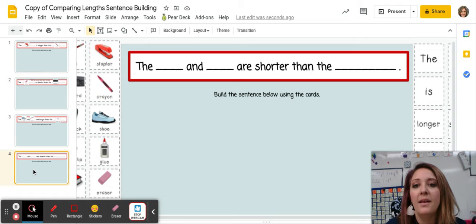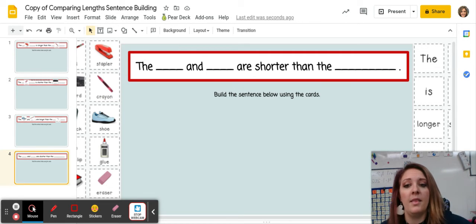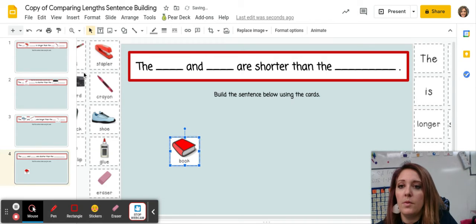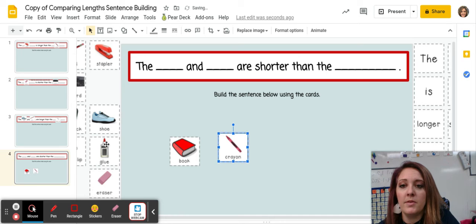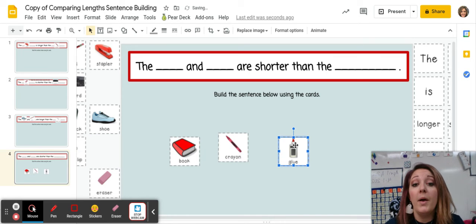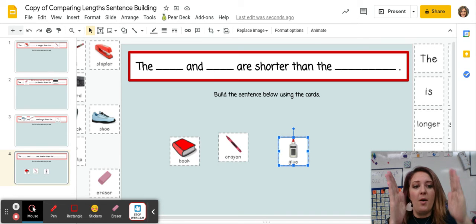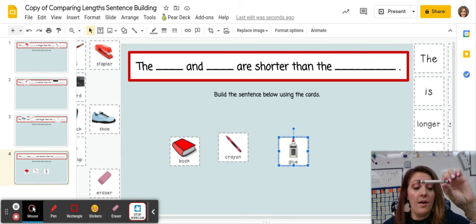Let's look at one more slide. This one says the blank and the blank are shorter than the blank. Let's get some different pictures here. Let's do this one, and let's do this one, and we haven't done this one yet. All right. So I have a book, a crayon, and glue. My book could be different sizes too. Well, let's just think of a regular book, probably about like this size, okay? So a book, a crayon, and a glue bottle.